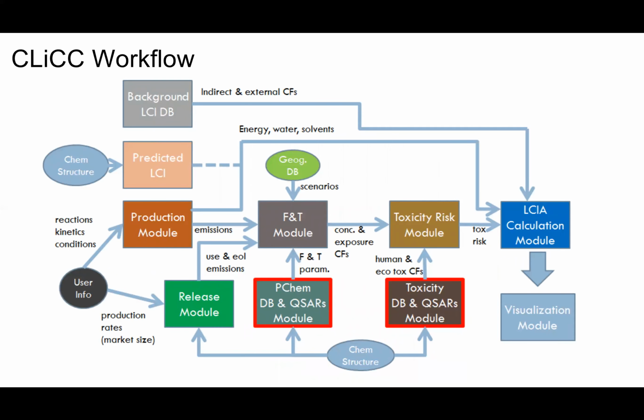From this CLiCC workflow, we can see the location of our QSAR modules, highlighted in the red box. For a chemical of interest, we will search our internal chemical experimental database first. For the endpoints that cannot be found in our database, we would use the QSAR models to do the prediction. Those physical chemical properties and toxicity values would be used to support other modules, such as our release module, Phaeton transfer module, and toxicity risk module.